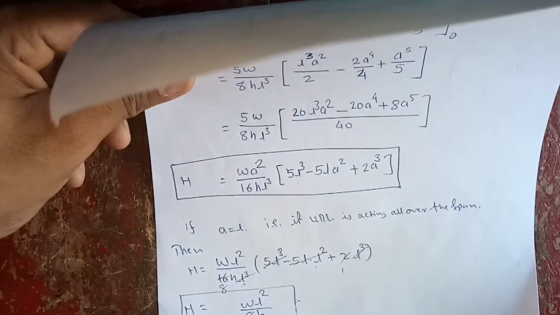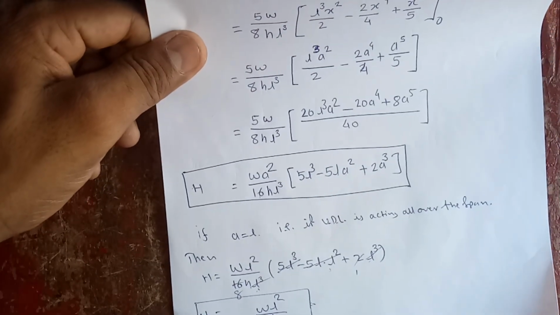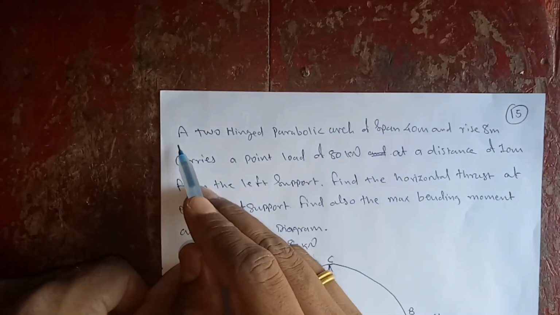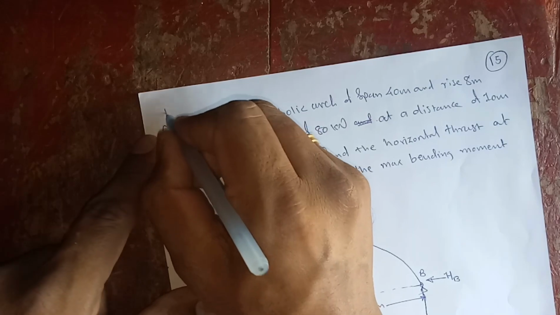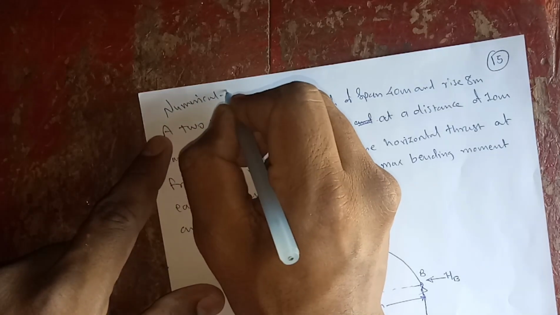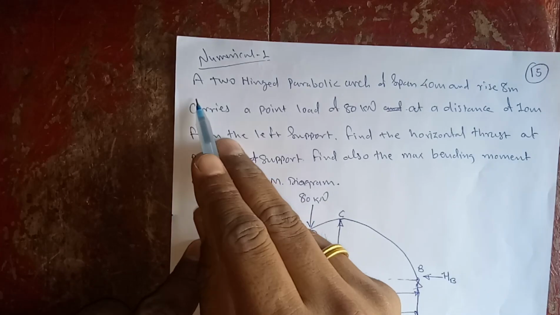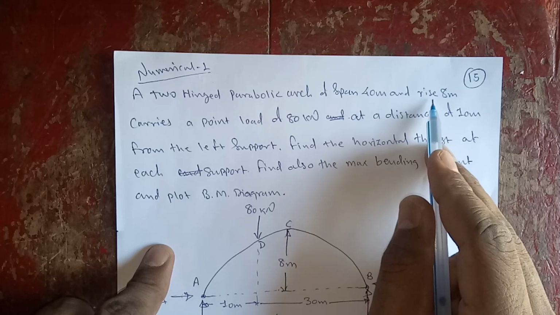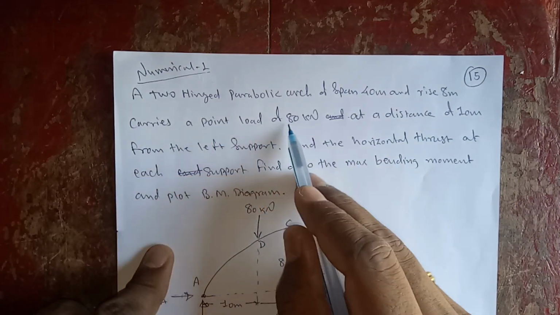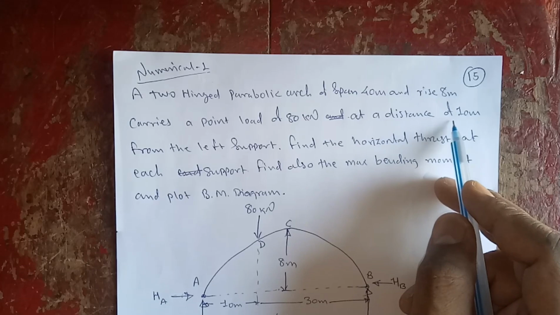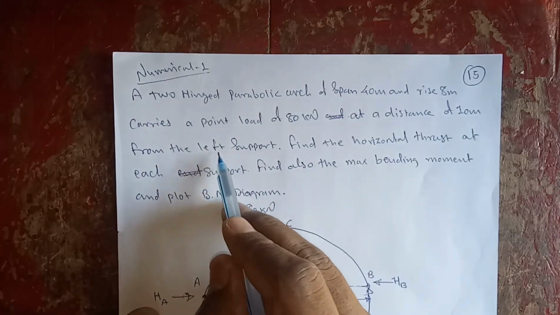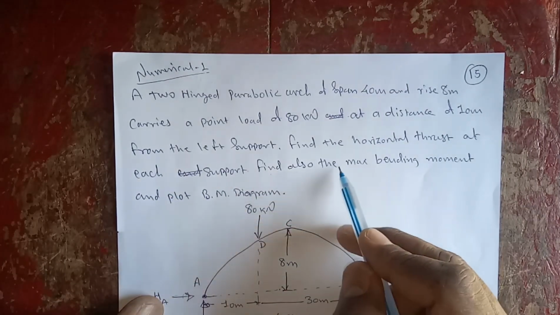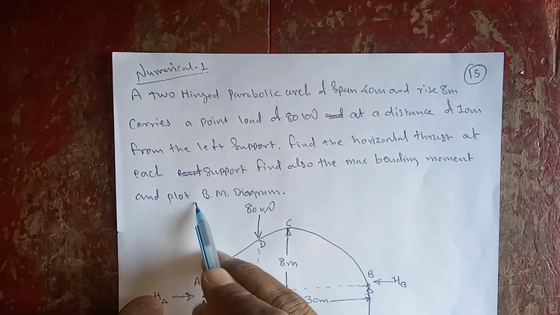Now we'll solve some numericals based upon these two equations that we have derived, one for the point load and second for the UDL. Okay, so say this is numerical number 1. A 2-hinge parabolic arch of span 40 meter and rise 8 meter carries a point load of 80 kilonewton at a distance of 10 meter from left support. Then find the horizontal thrust at each support. Also find the maximum bending moment and plot BMD.